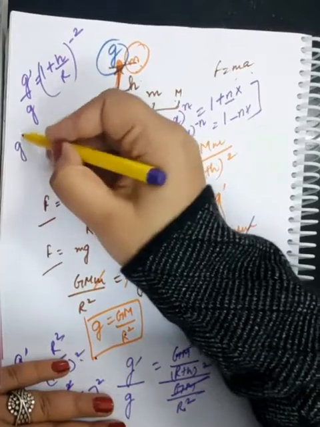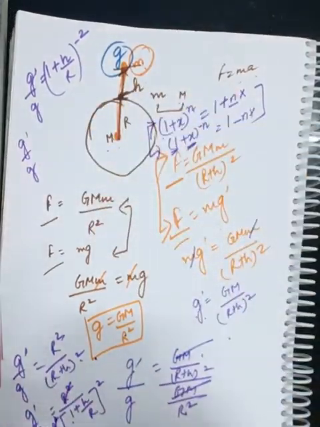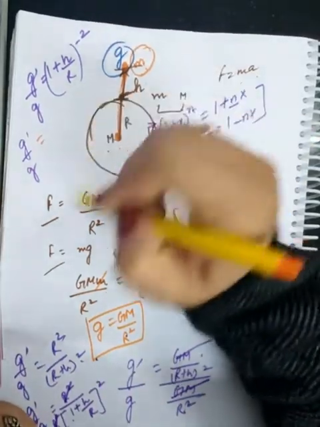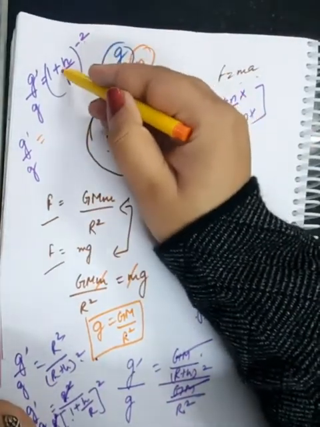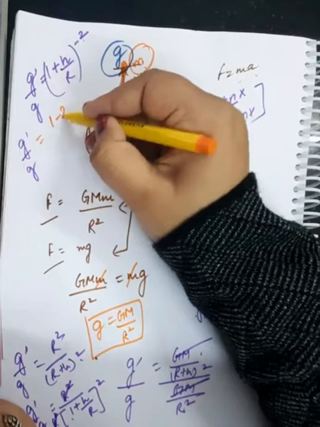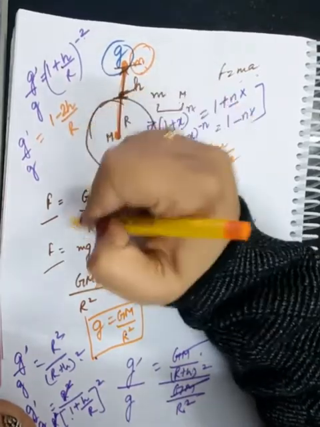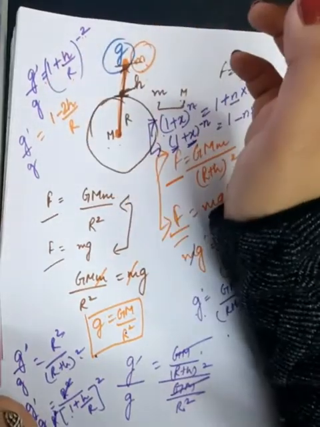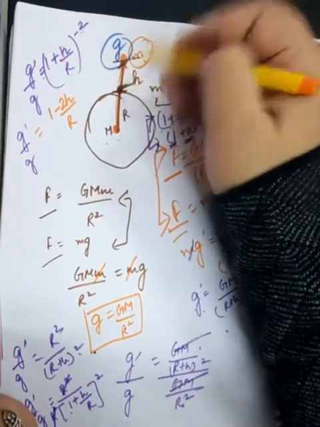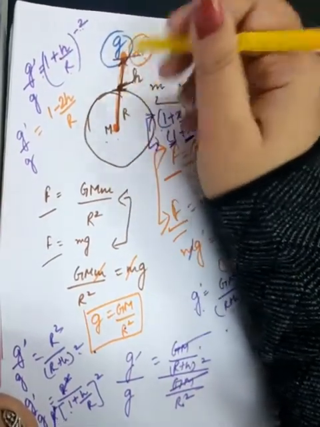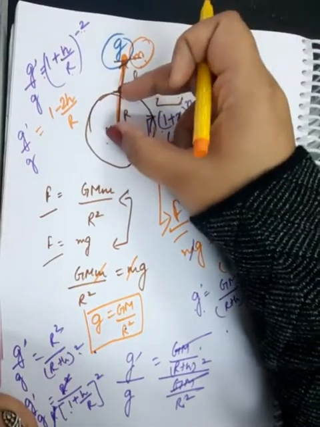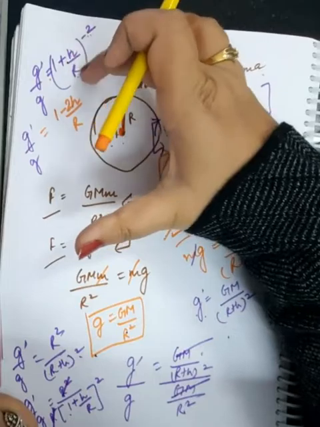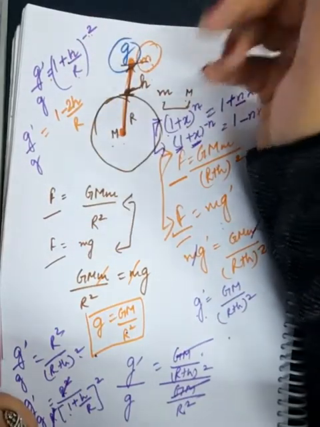Same way, g dash upon g, what is it going to become? This minus 2 will come in front. This will become 1 minus 2h upon r. This minus 2 will come in front, and this h upon r is very, very less than 1, because the height is a very small height to which you have raised the object, and r is the big, big radius of the earth. So of course this ratio h by r is going to be less, right?